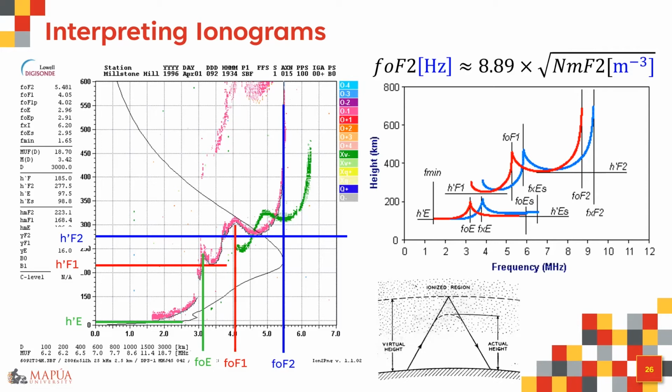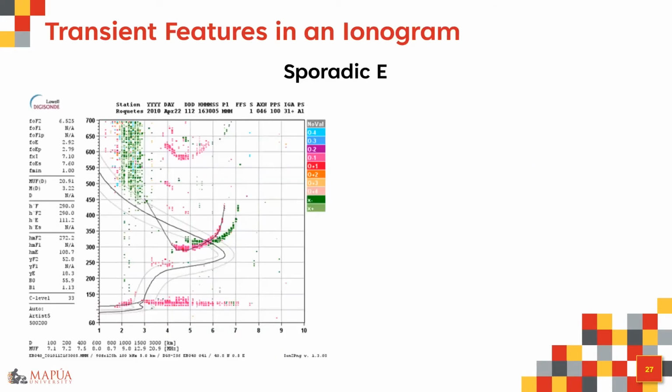This is your typical ionogram, a very normal ionogram, and it will give you a very normal ionosphere. But there are transient features in the ionogram that you can observe now and then. One of the most common is what we call the sporadic E.